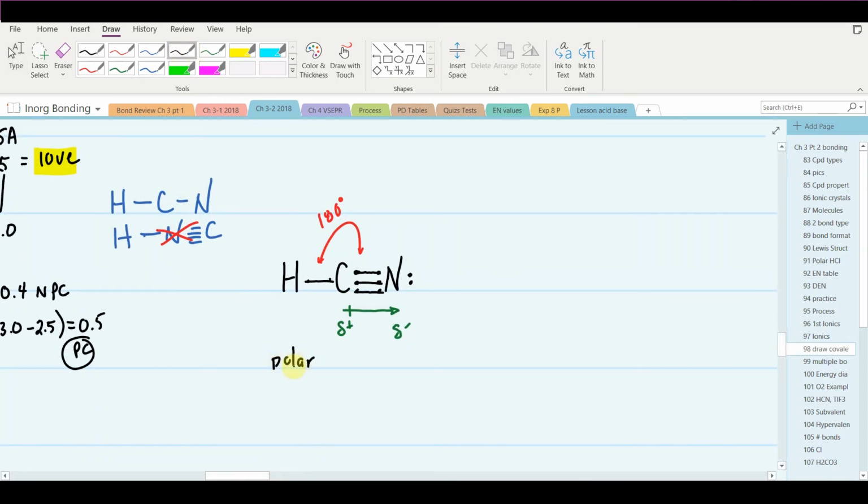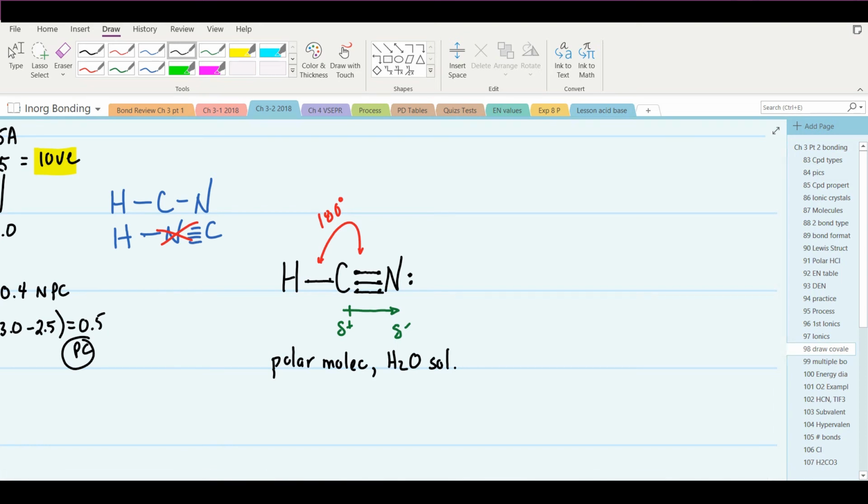What do you predict about its water solubility? I'm going to predict it is water soluble. Would be correct. It is water soluble. Notice that nitrogen has 8 electrons in its valence shell, and carbon has 8 electrons in its valence shell, and hydrogen has 2 valence electrons in its valence shell, so all of them have full valence shells. This is the most stable arrangement for those 3 atoms.